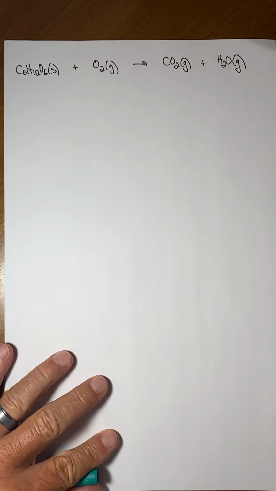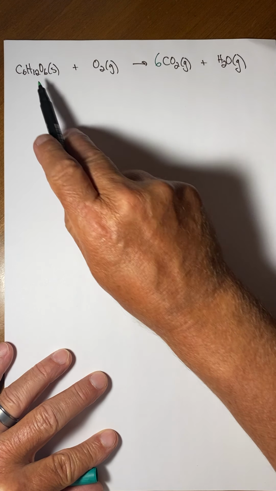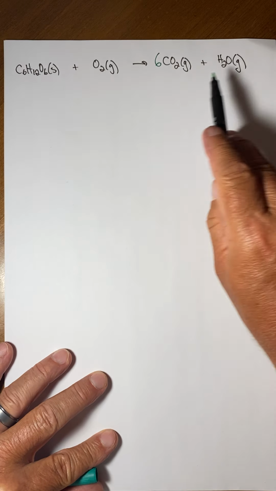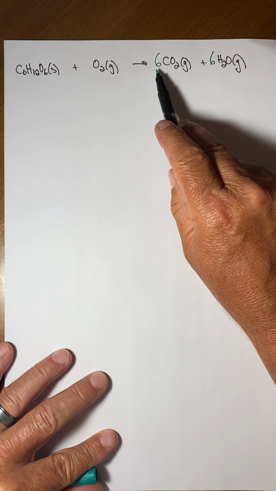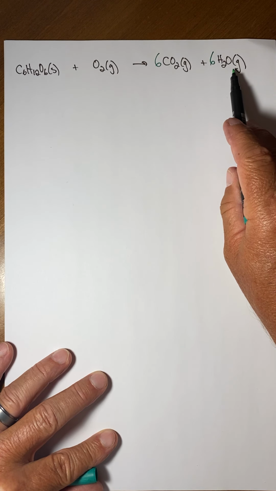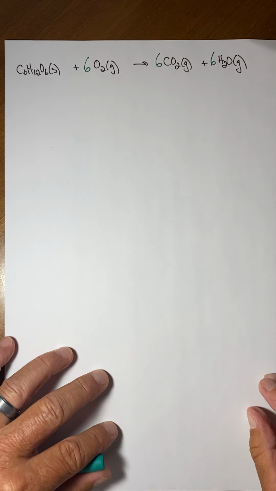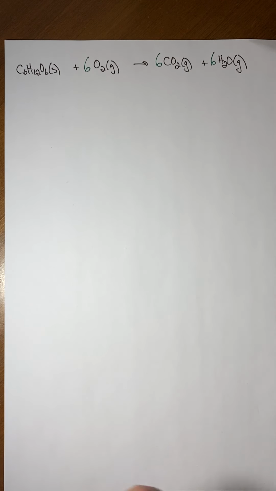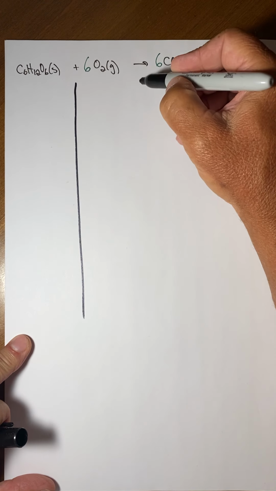So the first thing we have to do is balance this. In order to balance this, I have 6 carbons there. I want 6 there. I have 12 hydrogens. I want 12 here. So 6 times 2 is 12. I have, let's see, 12 and 6, that's 18. So if I make this a 6, I have 18 oxygens on that side, and now it's balanced. Second step is we want to set up our columns, like always.